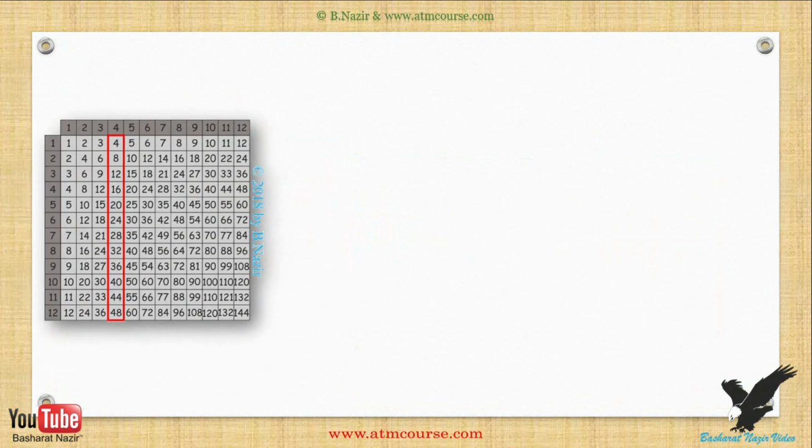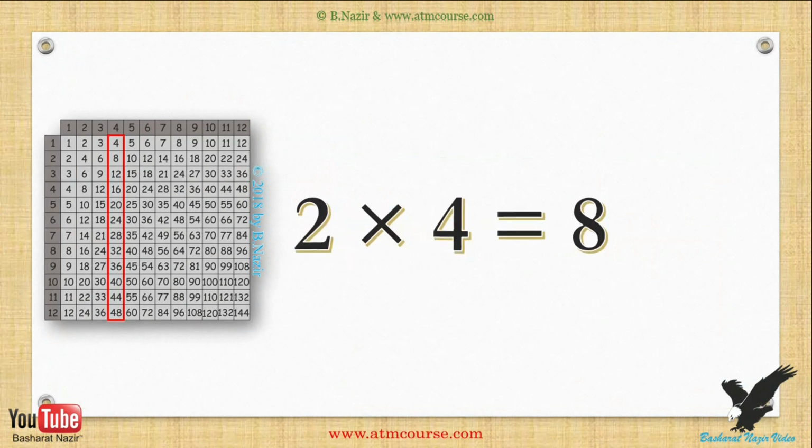To multiply 2 by 4, we first select the 2 from the left gray column on the grid and then move across the grid until we are in the 4 column, marked in red. Where the row for 2 crosses the 4 column, this gives you the answer. The answer for 2 times 4 is 8, so we say 2 times 4 is 8.